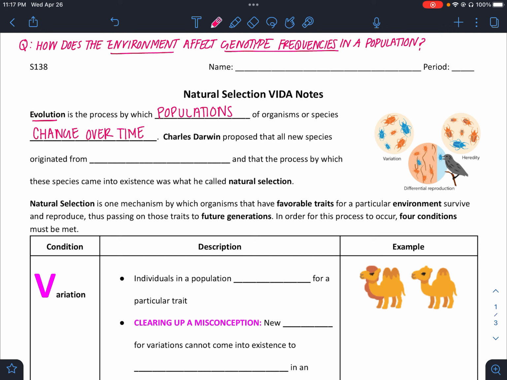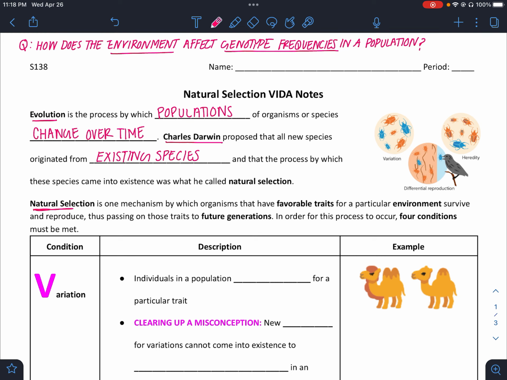The changes that we're looking at are changes in genotype and changes in phenotype, directly connected to everything that we were just learning. The person credited with discovering evolution and coming up with this theory is Charles Darwin. He proposed that all new species come from existing species, and that the process by which these species come into existence is what we call natural selection, which I'm sure you've heard of.